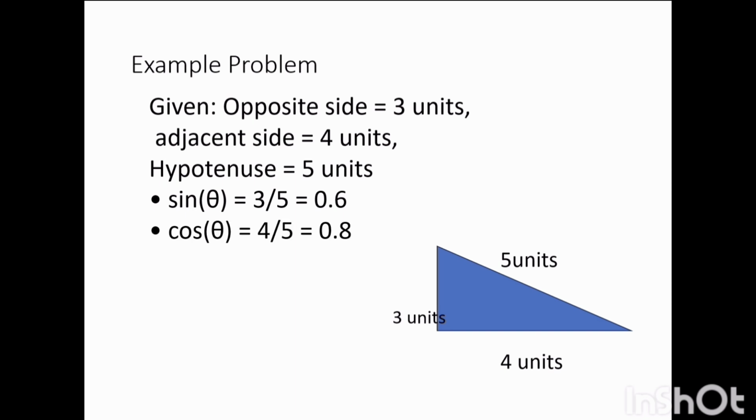Similarly, cos theta is adjacent side by hypotenuse. The adjacent side is 4 units and the hypotenuse is 5 units. So cos theta is 4 by 5. And tan theta is opposite side by adjacent side. So 3 units by 4 units is equal to 3 by 4, which is 0.75. These ratios help us to understand the relationship between the angles and the sides.